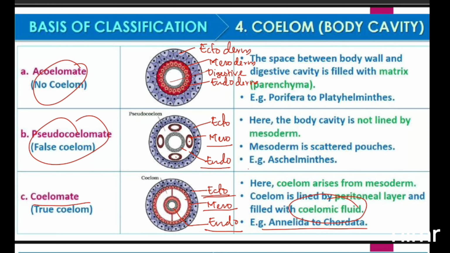So once again we can see that Porifera, Cnidaria and Platyhelminthes are acoelomate. Once it becomes Aschelminthes, or the Nematoda, you can see that Nematoda is the only group having pseudocoelom. After that, Annelida to Chordata, all phyla have the true coelom.